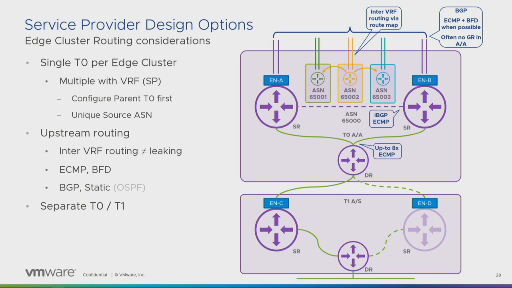On the T0 upwards routing part, there are a couple of things there. Yves also already mentioned the differences between inter-VRF routing and leaking, which is not the same. So we'll go from inter-VRF routing from here. And for the scalability and availability part, ECMP and BFD are a couple of important ones. So for your T0s, which act as active-active, use ECMP for scalability, up to 8 hosts. That is important.